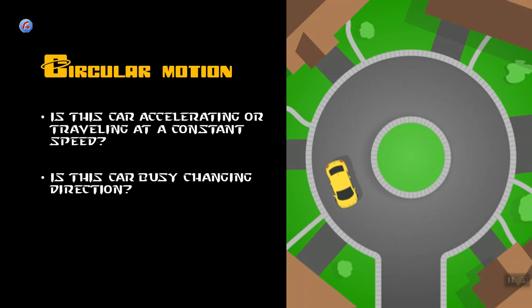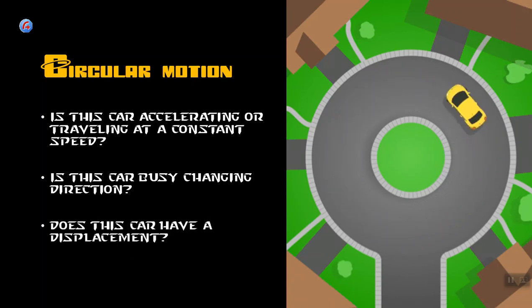Now the next question is, is this car busy changing its direction? And that's obvious. Okay, we can see it's traveling in a circle. So does this car have a displacement? If it goes in a circle and starts and ends at the same place, then there is no displacement.